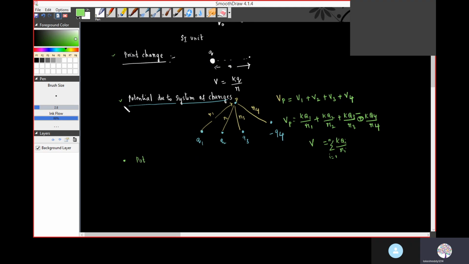Potential due to an infinitely long conductor. For the potential due to an infinitely long conductor, V is equal to minus lambda by 2 pi epsilon naught, times log r base e, plus C. Okay, this is the potential.